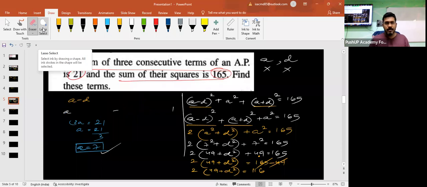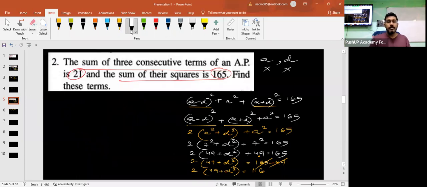Please remember that a is equal to 7. So 2 into 49 plus d squared is equal to 116. Let me bring this 2 to the right hand side, but it goes to the denominator. So you will be getting 49 plus d squared is equal to 116 divided by 2. Ready? You followed? 116 by 2 is how much? 58.